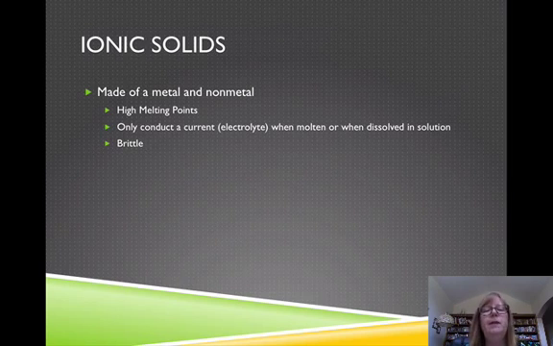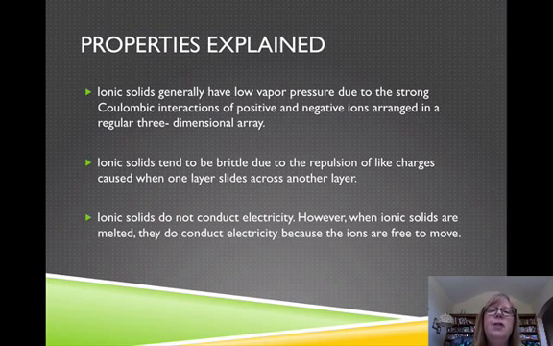So let's talk about these physical properties. Ionic solids generally have a low vapor pressure, because in an ionic solid, we've got to think about Coulomb's law again. We've got these positive and negative ions, and they're arranged in a regular three-dimensional array. And remember, the force of attraction in this ionic solid is proportional to the magnitude of the charge on the ion, and it's inversely proportional to the square of the radius.